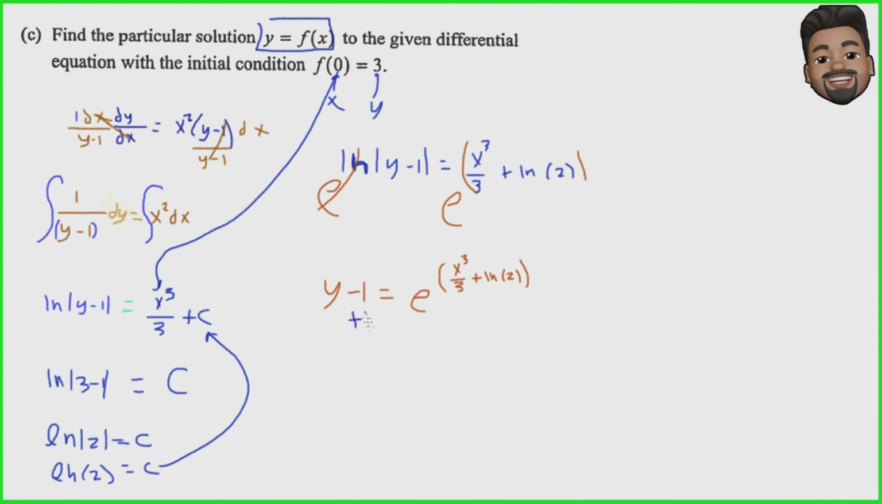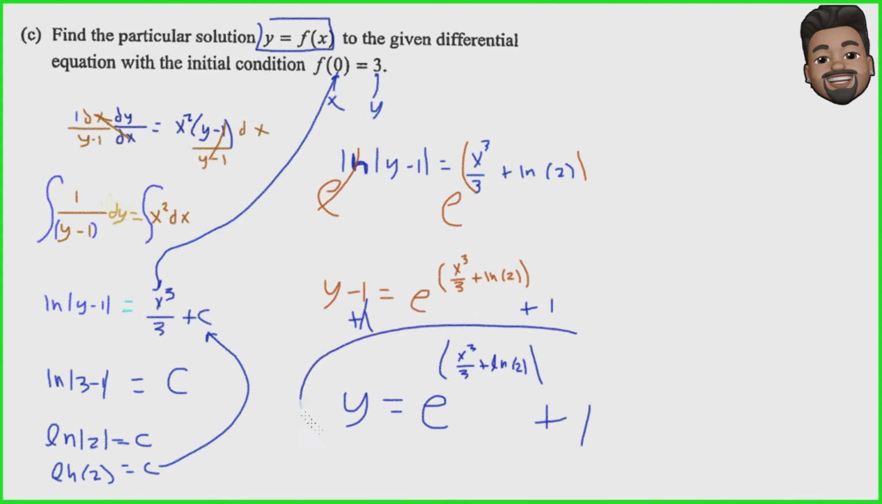Nonetheless, we need to solve this out. And now we can just add 1 to both sides. But bam, this is going to be gone. We get y is equal to e to the power of x to the third over 3 plus ln of 2, plus 1, and there is my function solved out with the initial condition all put in and everything.